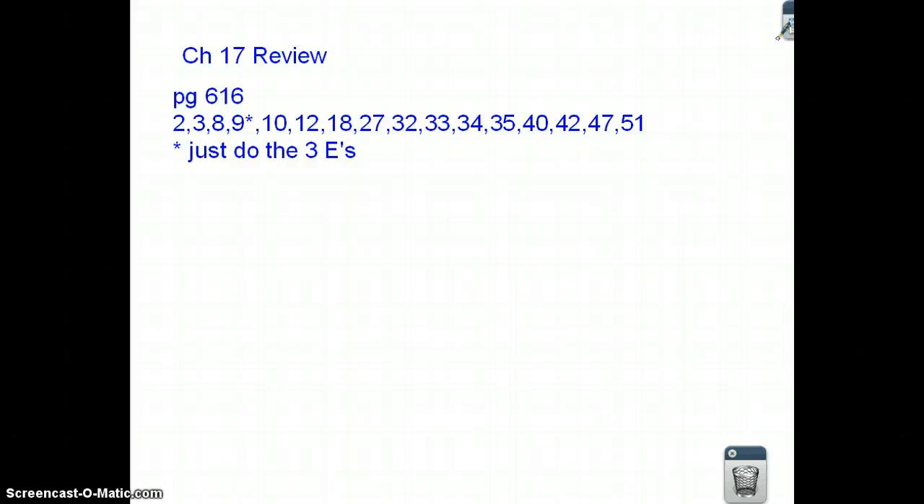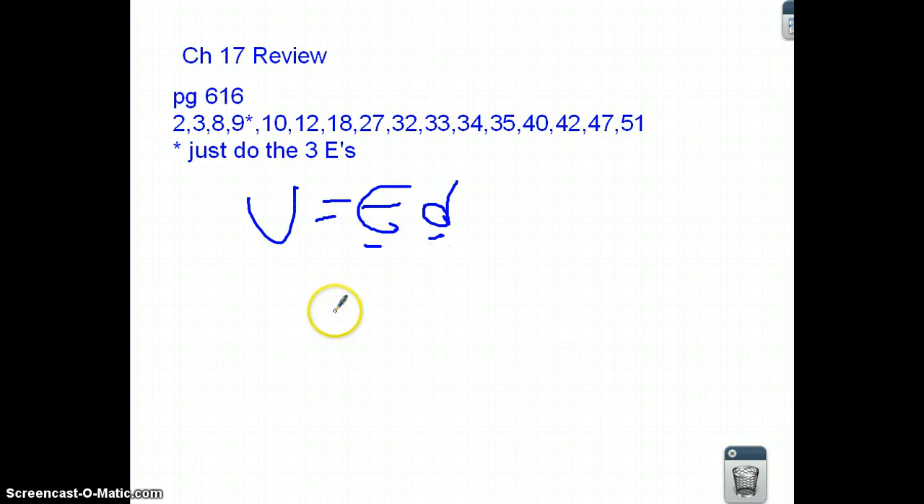Number 8. The magnitude of a uniform electric field between two plates is 1.7 times 10 to the 6th newtons per coulomb. That's your electric field, E. If the distance is 0.015 meters, find the potential difference. So potential difference being voltage, you're finding the voltage. Your equation will be V equals ED. You're given electric field, you're given distance.